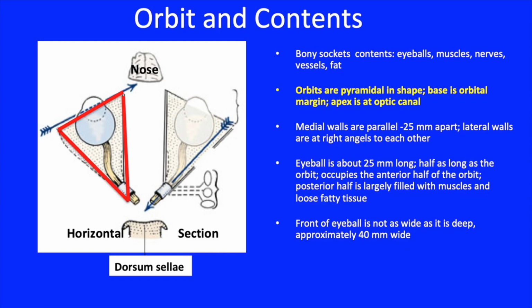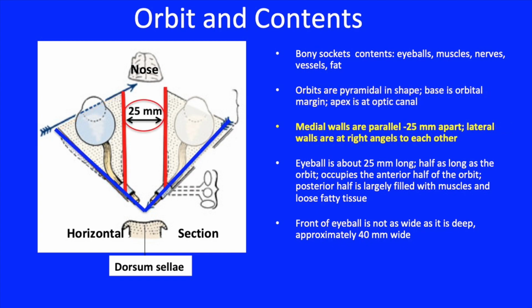Continuing with the orbits, each orbit is pyramidal in shape. The base of the orbit is an orbital margin. The apex is at the optic canal. Note how the medial walls are parallel to one another and approximately 25 millimeters apart, half an inch. The lateral walls are at right angles to each other.